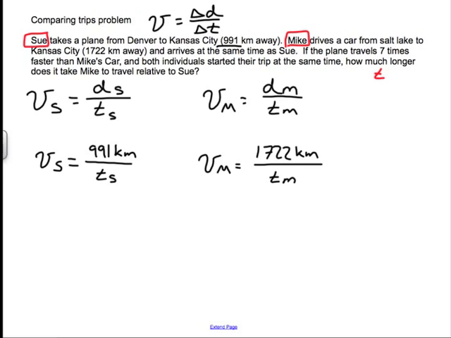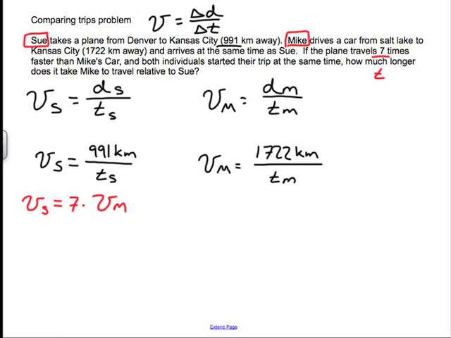So I still have a situation here where I have lots of different variables going on. I have a piece of information that's going to be very valuable to me, and it is this plane business being 7 times faster than the car. So Sue was in the plane, and so Vs is 7 times bigger. So Vs is equal to 7 times Vm.